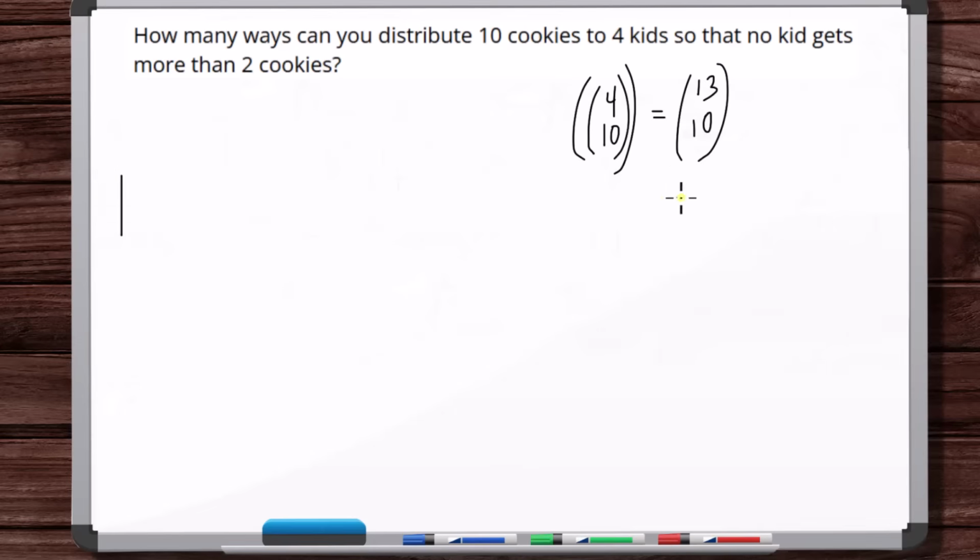What we want to subtract out here is, we'll say it's A union B, union C, union D. That's what we want to subtract out, where A is all of the cases where the first kid gets 3 or more cookies, in union with all of the cases where the second kid gets 3 or more cookies, in union with all the cases where the third kid gets 3 or more cookies, and then the fourth kid, in union.